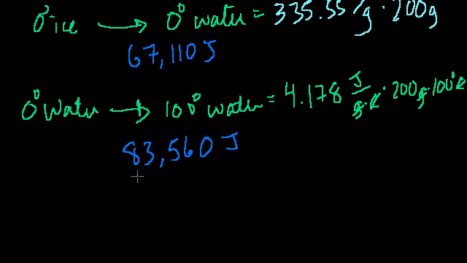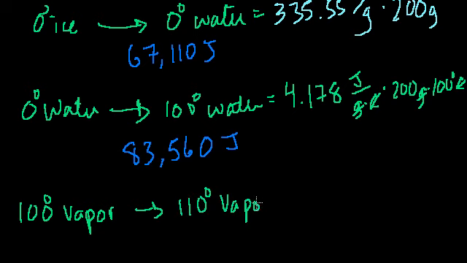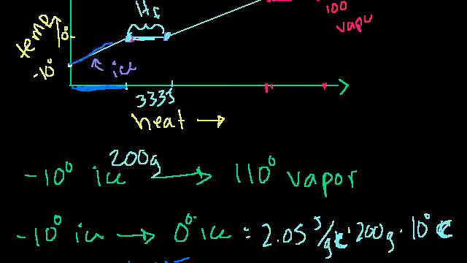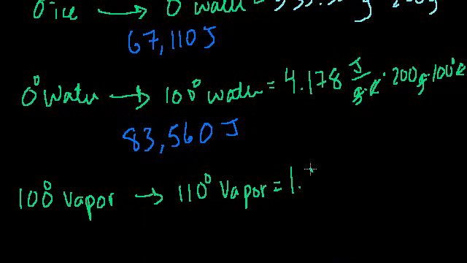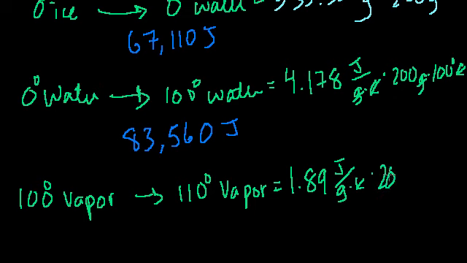Joules. Now we're dealing with 100 degree water vapor. And we have to turn that 100 degree vapor to 110 degree vapor. So we use the specific heat of vapor, 1.89 joules per gram Kelvin, multiplied by the amount of vapor we're dealing with, 200 grams. That obviously doesn't change. We're not adding or taking away mass from the system. Times the temperature change, times 10.